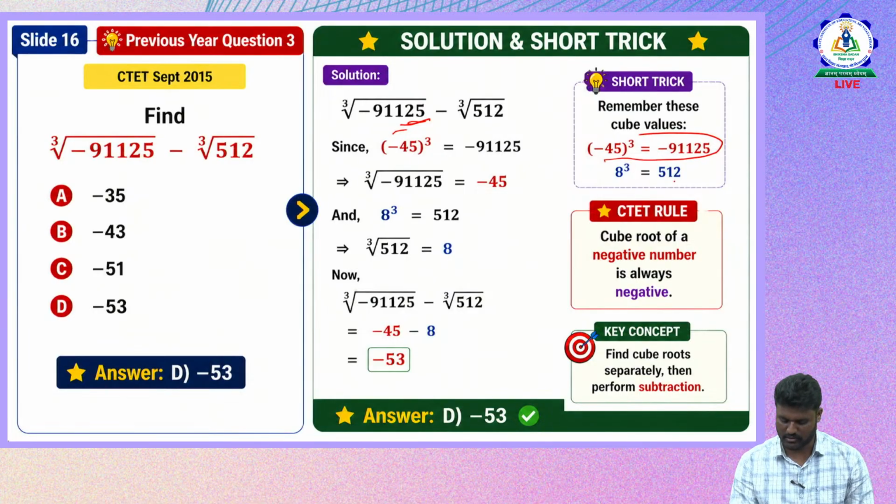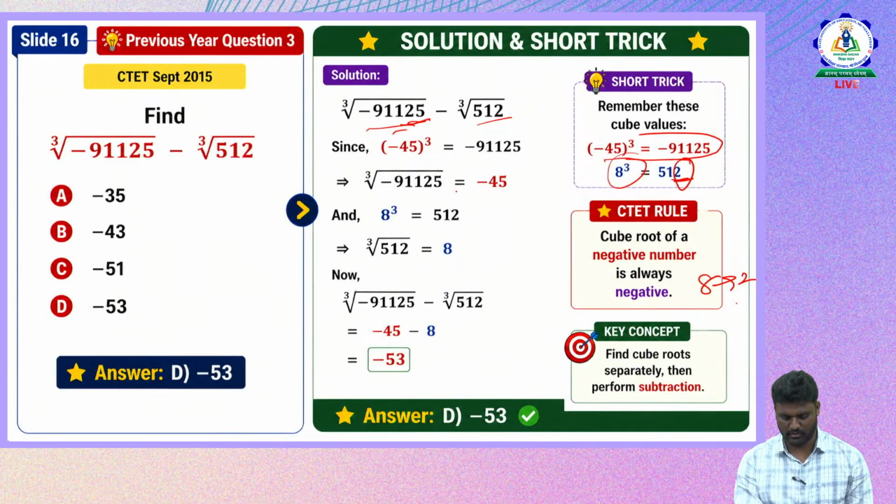Okay, so now if you remember the cube and cube root endings, the last digit, when it ends with 2, which is the number whose cube ends with 2? Only 8, the cube of 8 ends with 2. Okay, so therefore 512 can be written as 8 to the power of 3. Okay, now we got the value of this one and this one. Now we need to try to simplify that.